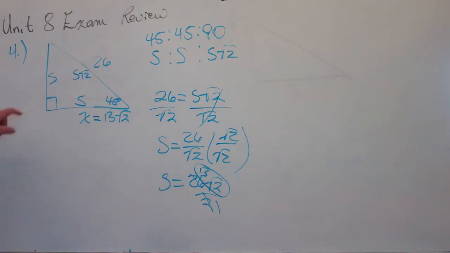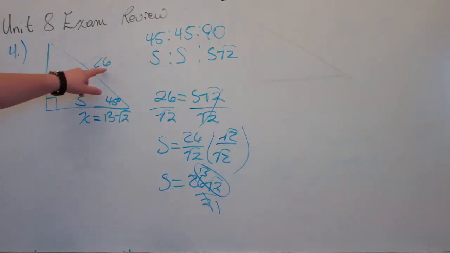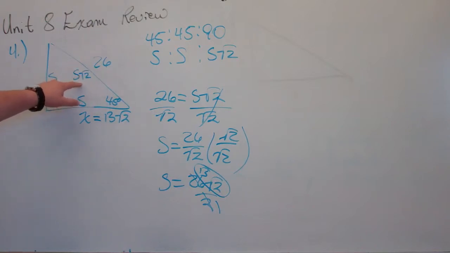All right? So what you need to remember is that both of the legs of the triangle are s in your ratio, and your hypotenuse is s times the square root of 2 in your ratio. You just set whatever you have, like we set our 26 equal to s times the square root of 2, solved for s, and that gave us our side length.